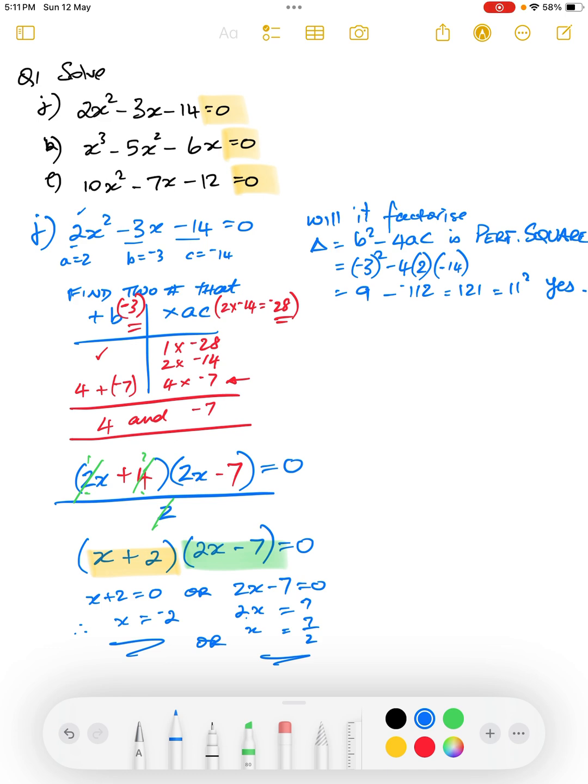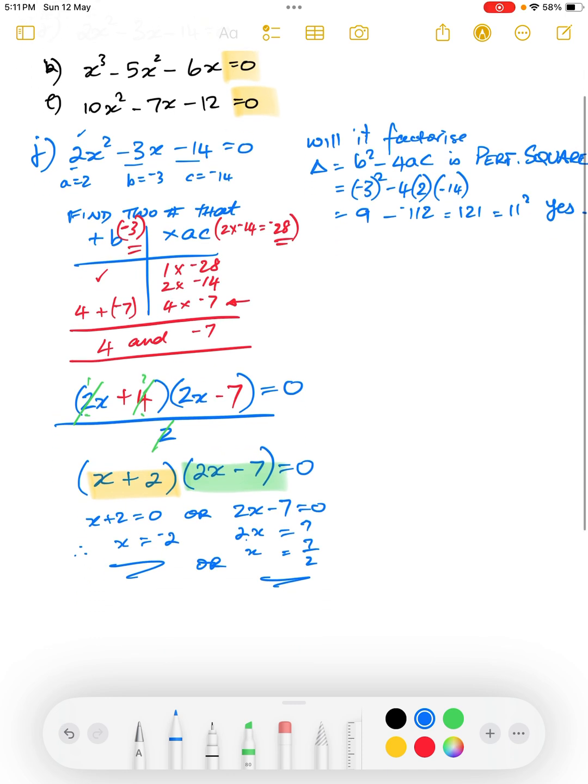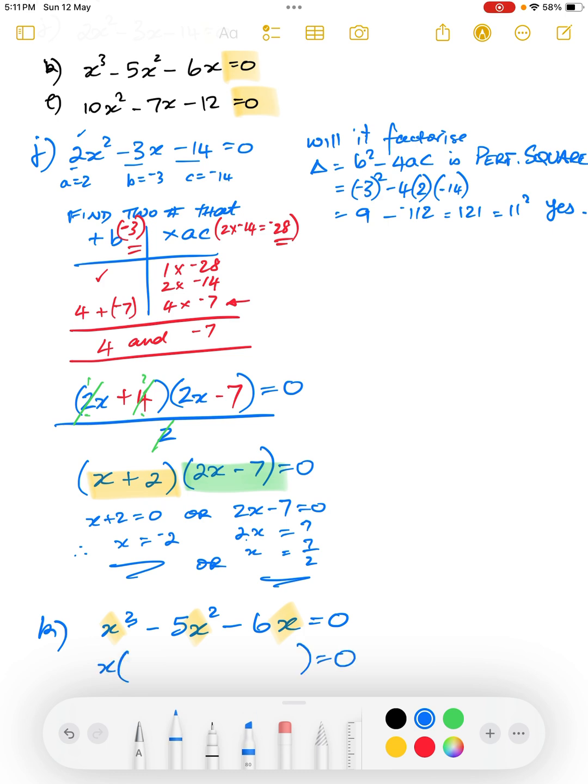Right, that took a lot of working. Let's look at K. And we go x cubed minus 5x squared minus 6x equals 0. But notice that there is an x common in each of these terms. So if we factorize that, just take x out, we'd be left with x squared minus 5x minus 6.